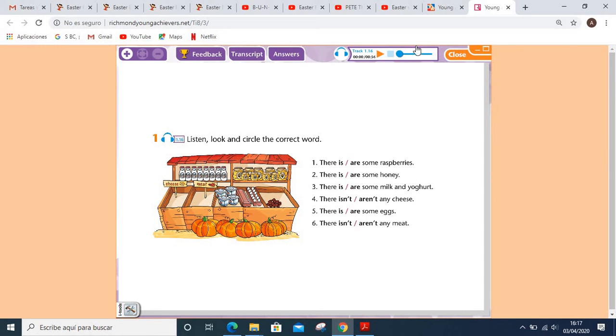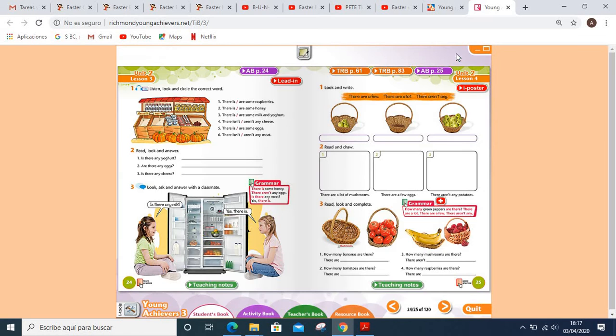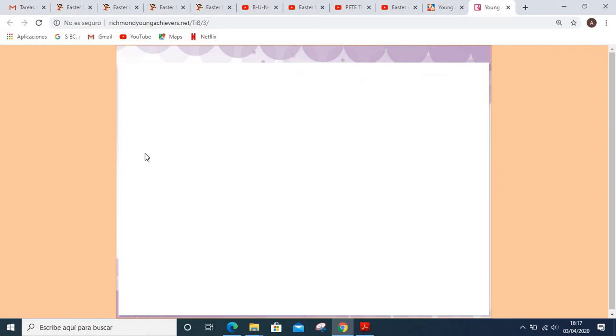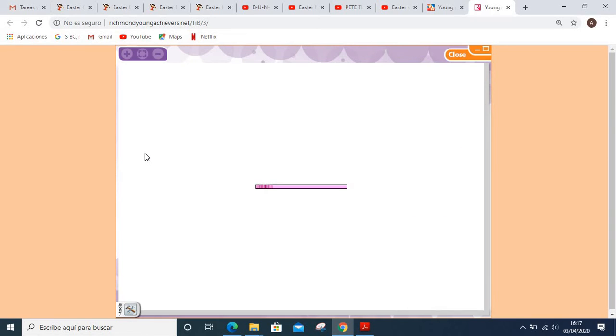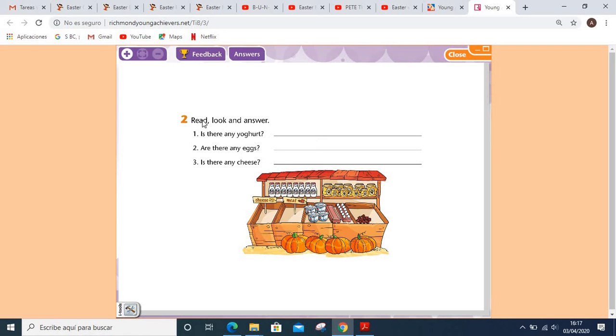Okay, that's right. So you can listen to it all the times you need, and then circle the correct word. Okay, now we go to exercise number 2. It's a reading exercise, and the heading says: read, look, and answer. So we have to read the questions, look at the picture, and answer the questions.